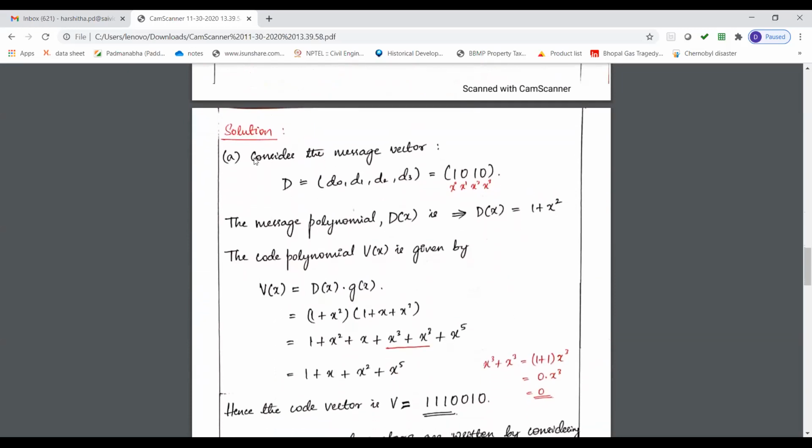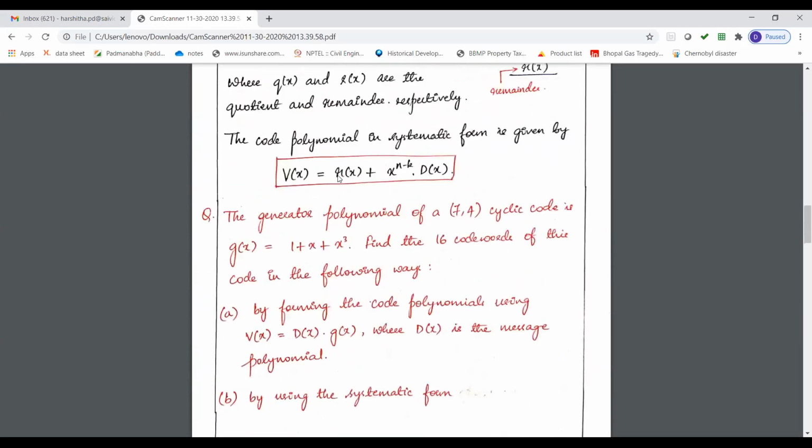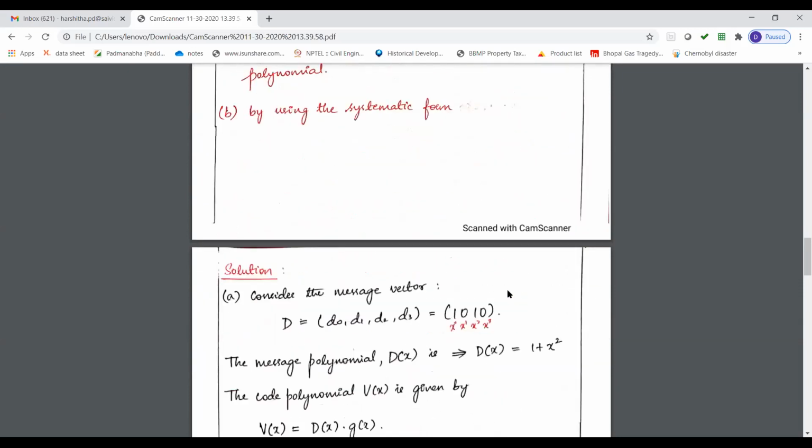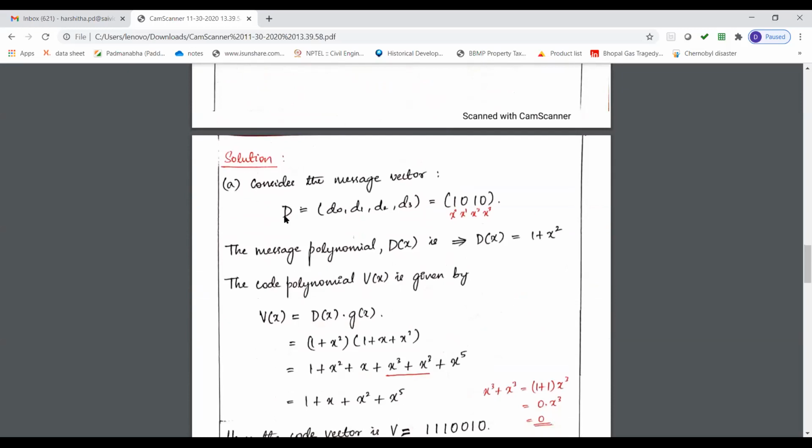So let us consider the message vector. Here we have 7,4, isn't it? So the message vector will be of length 4. So we'll consider a message vector, say 1010. So this message vector is represented as D0, D1, D2 and D3. So that is, we have taken it as 1010. Okay, so this first bit will represent x to the power of 0, second bit will represent x to the power of 1, third bit will represent x to the power of 2, fourth bit will represent x to the power of 3. The message polynomial we should write from this message vector.